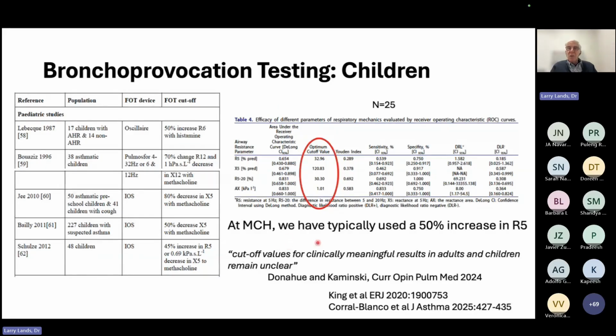At my hospital, we've typically used a 50% increase in R5. That was based on Lebeck's paper. Again, small sample size. The reason we've done it is this was done at our institution, and we haven't really gone back and revisited. But as you can see, most of these have used a very small sample size. This one was at least reasonable size, and they used a 50% decrease in the reactance at 5 hertz as being a positive response. And these are not unreasonable to use.